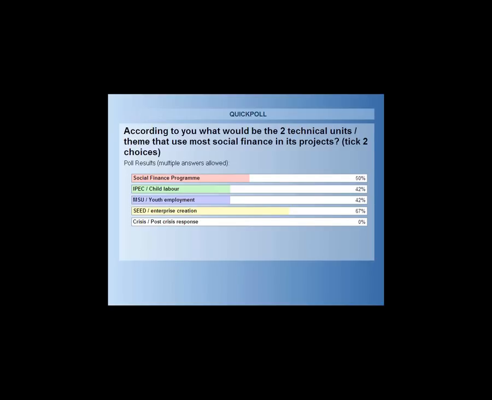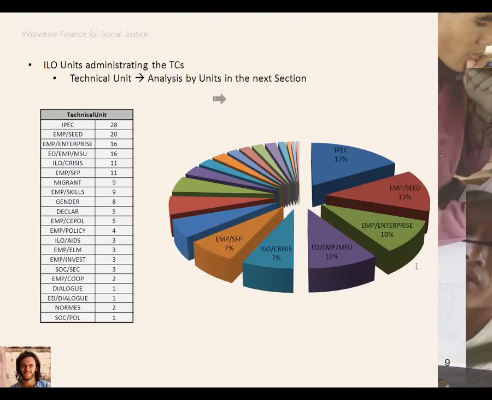When we look at the ILO units administering the technical cooperations, we see that it's IPEC that leads the use of social finance in their technical cooperation, followed by SID, then by Enterprise, by MSU, and then by ILO Crisis. As you can see here, social finance only has 11 technical cooperations that of course use a social finance component, but it's quite surprising to see the broad use of it by IPEC. And you can also see that it's quite interesting that it's used by many departments and also in all 4 sectors of the ILO: declaration, dialogue, and others. Let's continue and move to the results.